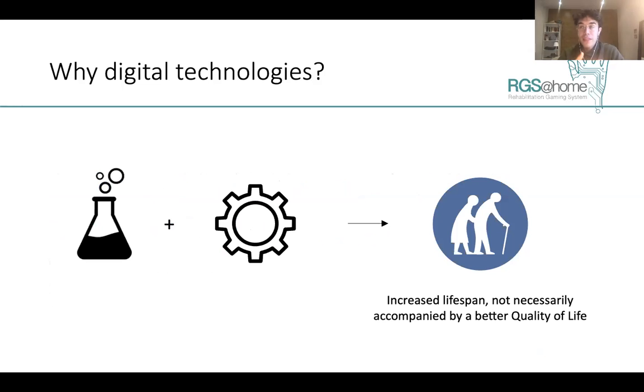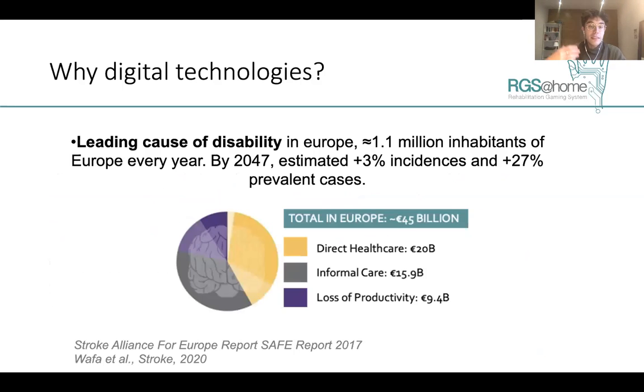And this is especially relevant in a context where the incidence of cardiovascular diseases is continuously increasing. For instance, stroke is now the leading cause of disability not only in Europe, but in worldwide developed countries, leading to around 1.1 million inhabitants in Europe to experience it every year. Moreover, this is translated into huge costs to society that are not only related to direct healthcare costs, but also informal care or subsequent loss of productivity.